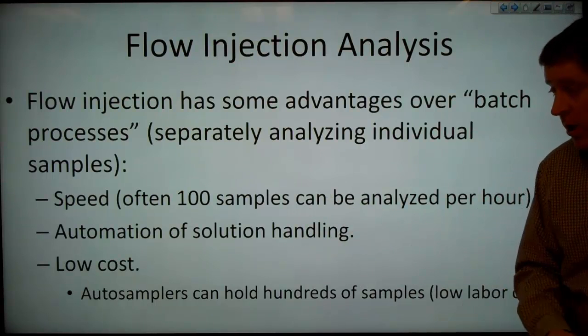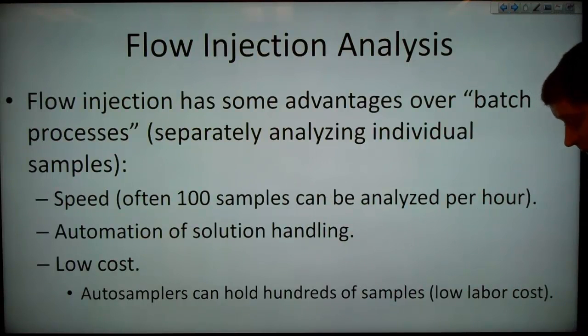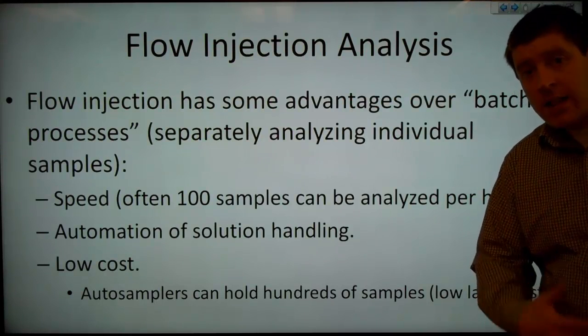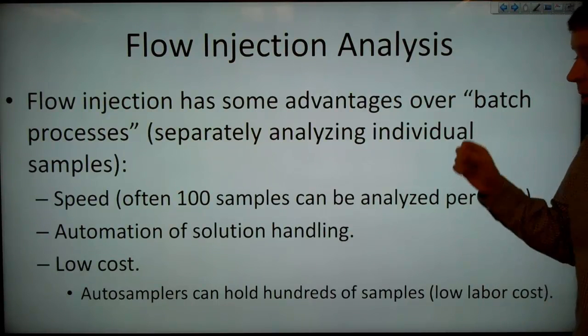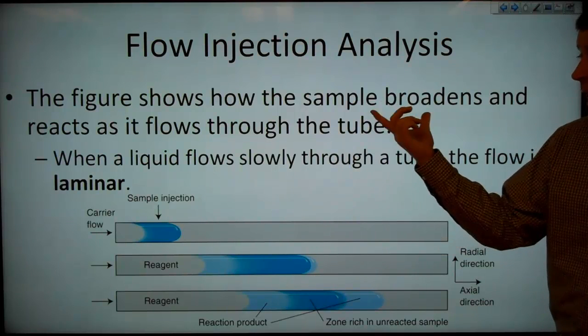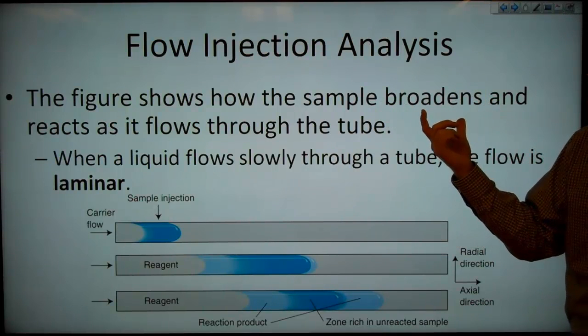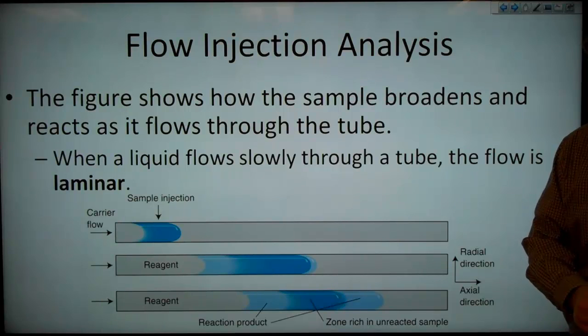It's also fairly low cost. Auto samplers can hold hundreds of samples, and this means that our labor cost is fairly low. We can set it up once at the beginning of the day and let it run for an hour or more as it runs through a whole bunch of samples for us. The figure here shows how the sample zone broadens and reacts as it flows through the tube.